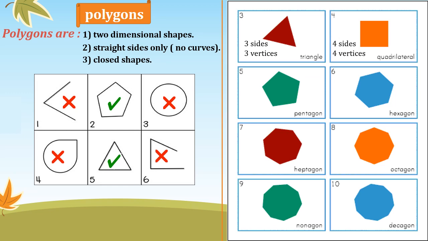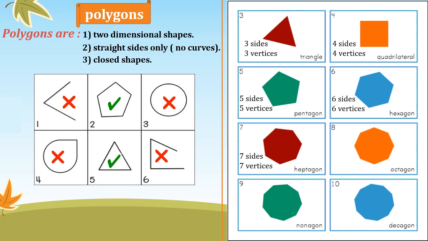The next one is pentagon. Pentagon is a polygon, and it has 5 sides and 5 vertices. The next one, hexagon. Hexagon is a polygon that has 6 sides and 6 vertices. The next one, heptagon. Heptagon is a polygon that has 7 sides and 7 vertices.